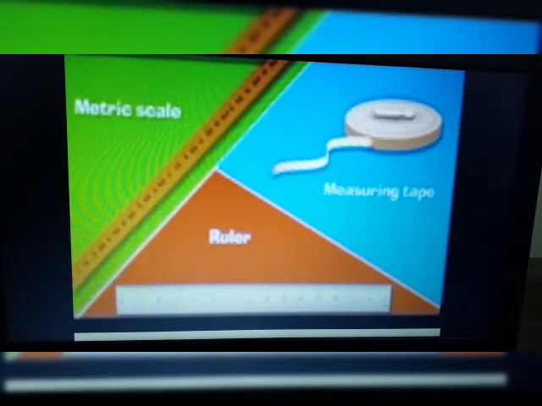Nowadays, we make use of ruler, measuring tape and metric scale to measure the accurate length and height of the objects.